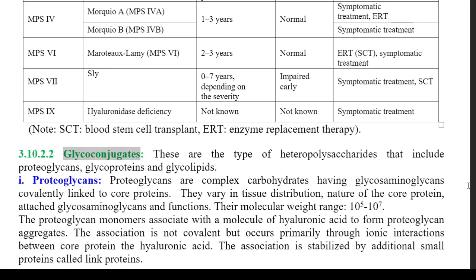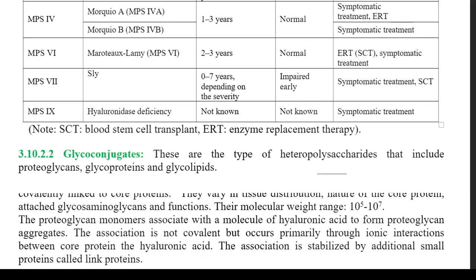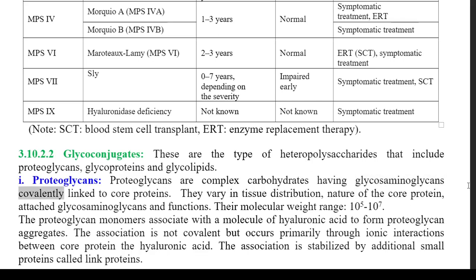3.10.2.2 Glycoconjugates. These are the type of heteropolysaccharides that include proteoglycans, glycoproteins, and glycolipids. Proteoglycans. Proteoglycans are complex carbohydrates having glycosaminoglycans covalently linked to core proteins. They vary in tissue distribution, nature of the core protein, attached glycosaminoglycans, and functions. Their molecular weight range is 10^5 to 10^7.